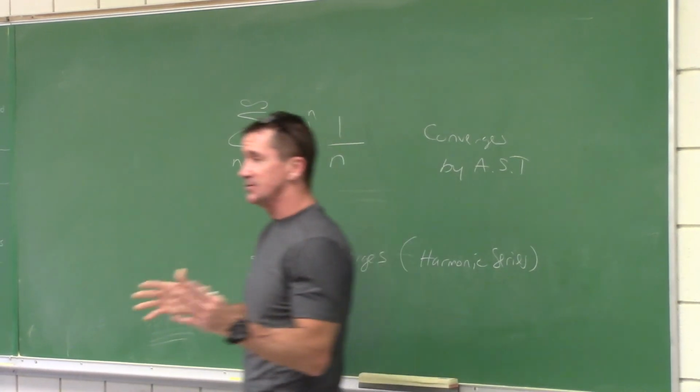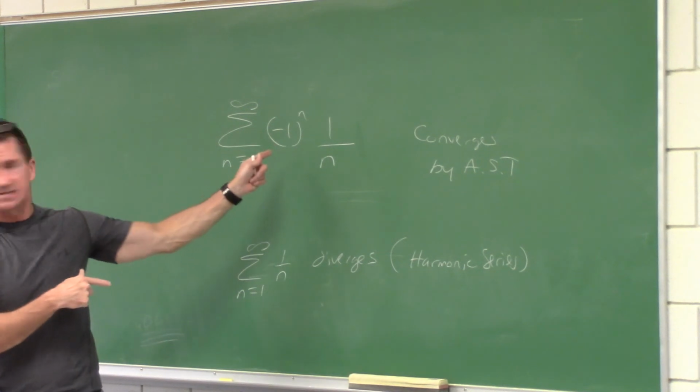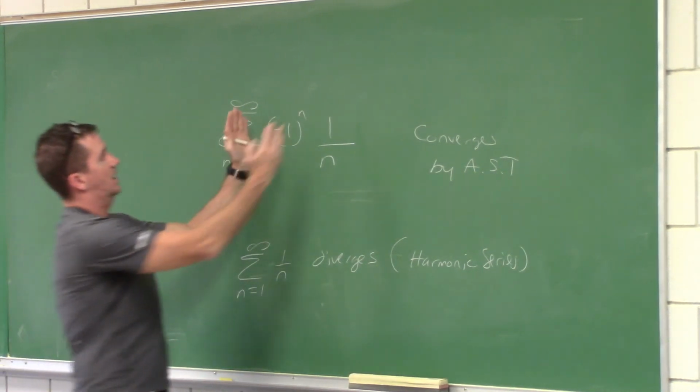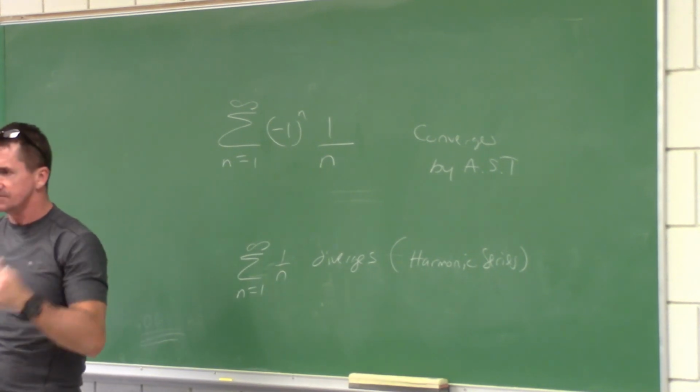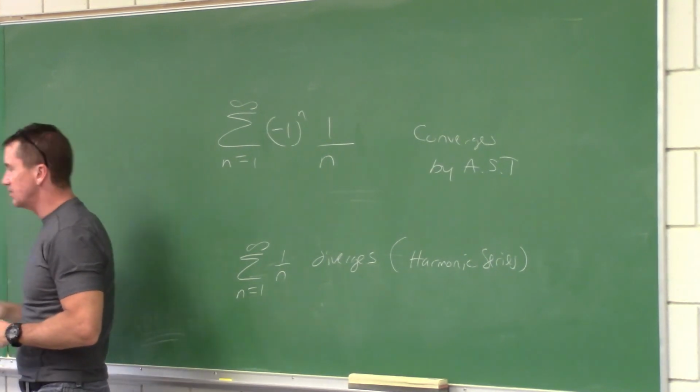So to be absolutely convergent, you have a series that's convergent, and you can put absolute value bars on it and that series is still convergent. That's what absolutely means.